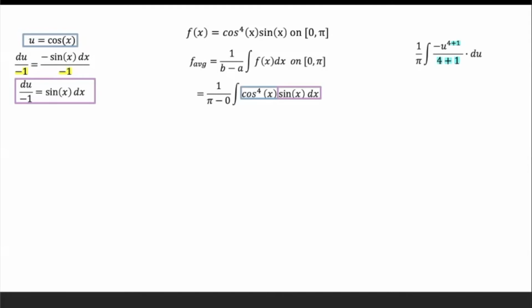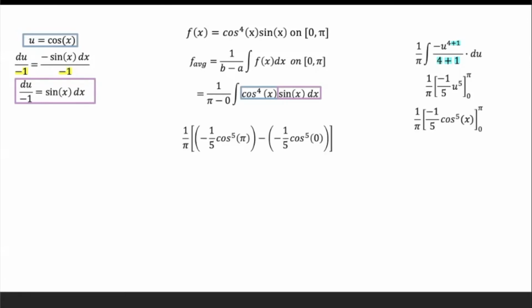Now we take the antiderivative by adding 1 to the exponent in the numerator and putting 4 plus 1 as the denominator. Now we can plug in cosine to the fifth power for u. And according to the fundamental theorem of calculus, we can rewrite this as 1 over pi times negative 1/5 cosine to the fifth power pi minus negative 1/5 cosine to the fifth power 0.